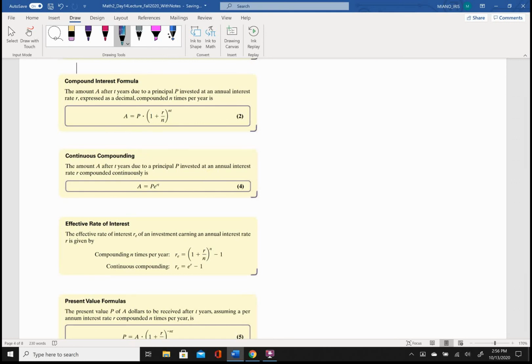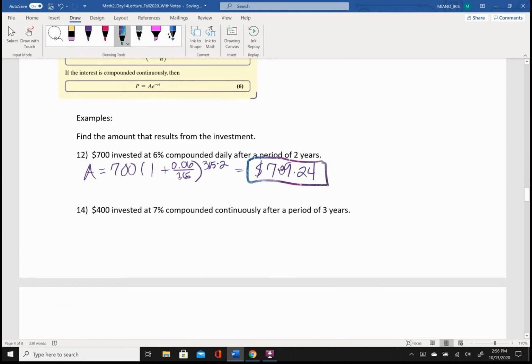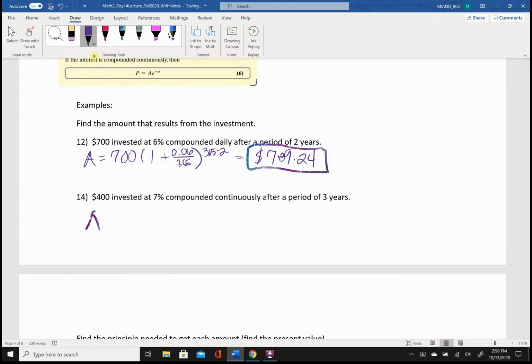So it'll be 400 times e to the 0.07 times 3. Again, careful typing this in. Make sure you ask me how to use your machine if you have difficulty figuring out the syntax. And you should get, again, rounding to the nearest hundredth, $493.47. And that's all there is to that. They get more complicated as we go.